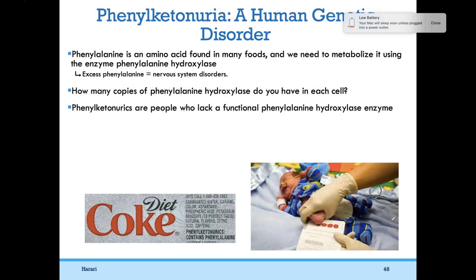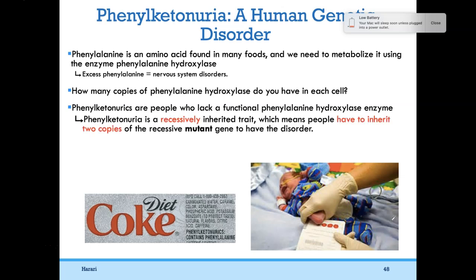Well, a phenylketonuric person is somebody who has no functional copy of that enzyme, phenylalanine hydroxylase. So they have nervous system disorders, and it can be deadly. So this disease is a recessively inherited trait because the person has to have 2 copies of the recessive mutated gene to have the disorder. Right? We call it a recessively inherited trait because you need to have 2 copies of the recessive allele to have the disorder. Even 1 copy of the normal gene is enough to metabolize the phenylalanine.